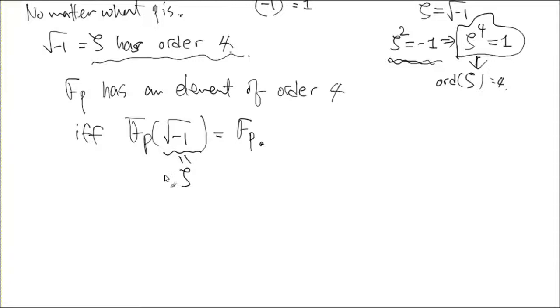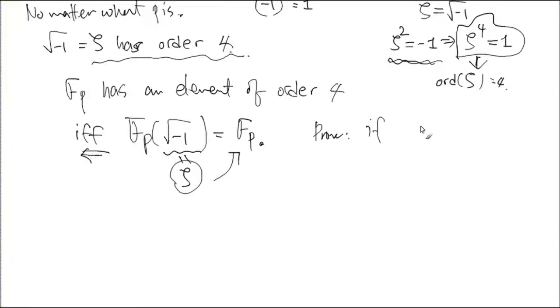Well, this part's easy, right? If the square root of -1 is inside FP, you adjoin that element you thought about, and it turns out it was already inside FP. That's what this means, right? If so, we have an element in FP, therefore we have an element of order 4. That's the easier statement. Well, let's prove the other part.